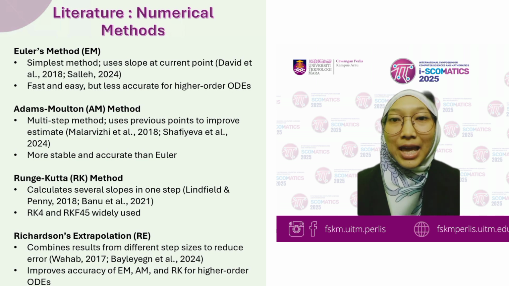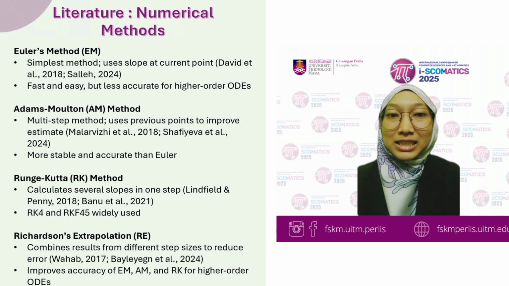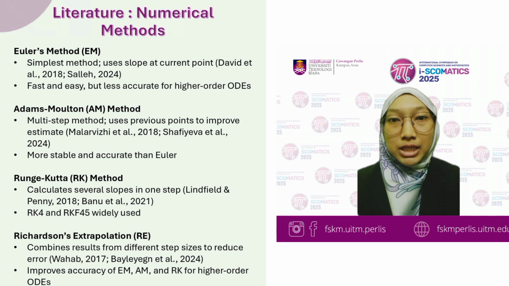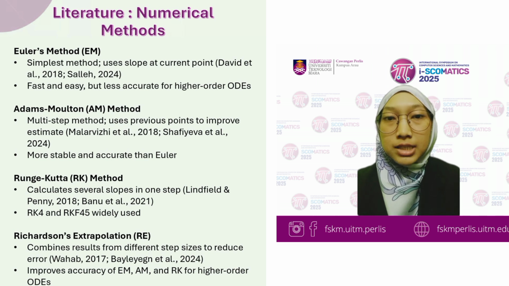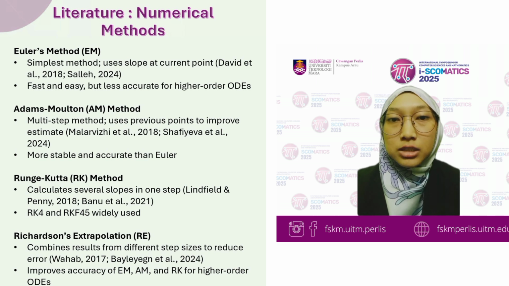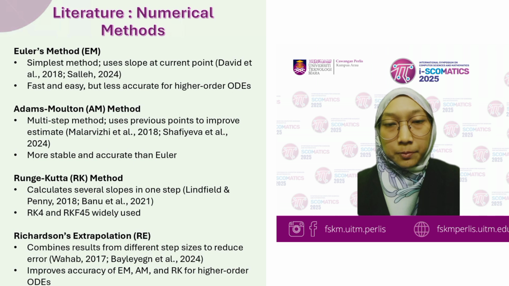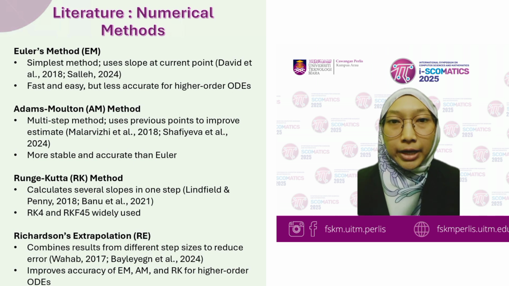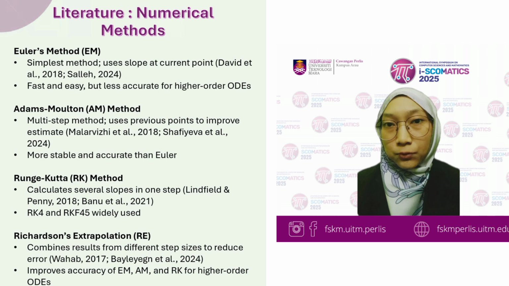The second method is the Adams-Moulton method, or AM. This is a multi-step method, which means it uses not only the current point but also the previous points to improve the next estimation. According to the study by Marlarvisin et al. 2018 and Saviviava et al. 2014, this method is more stable and provides more accurate results compared to the Euler method.